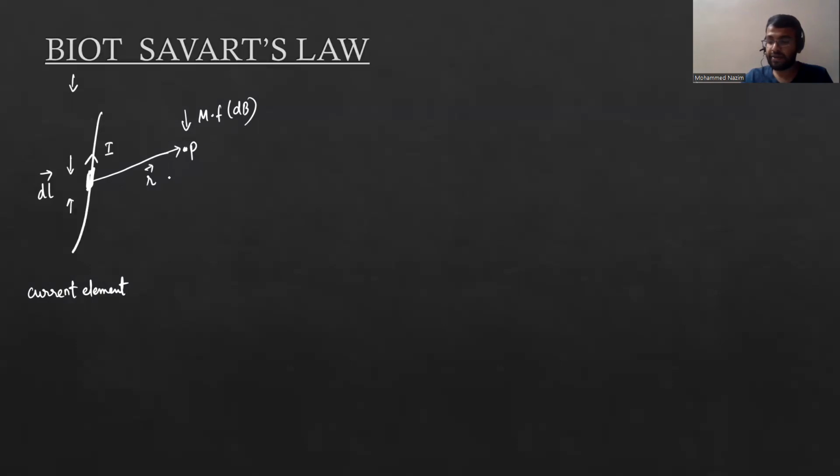The distance is R. Now, the magnetic field at P due to this current element, as we know that a current-carrying wire is a source of magnetic field. So how much magnetic field is this current element going to produce at P? We can write it as dB, and it is found to be proportional to the strength of the current. The more current you pass through the wire, the more will be the magnetic field. It is found experimentally.